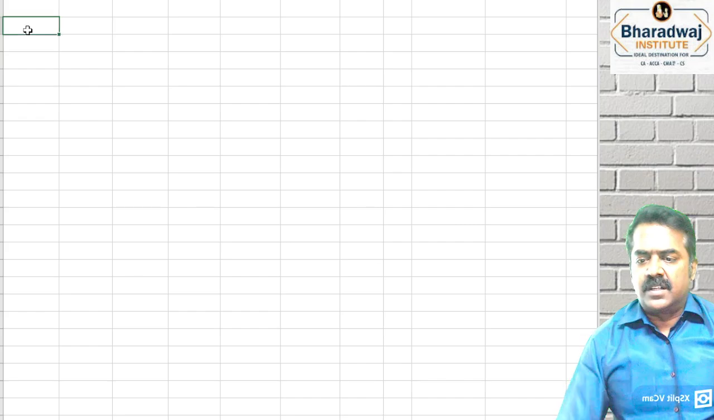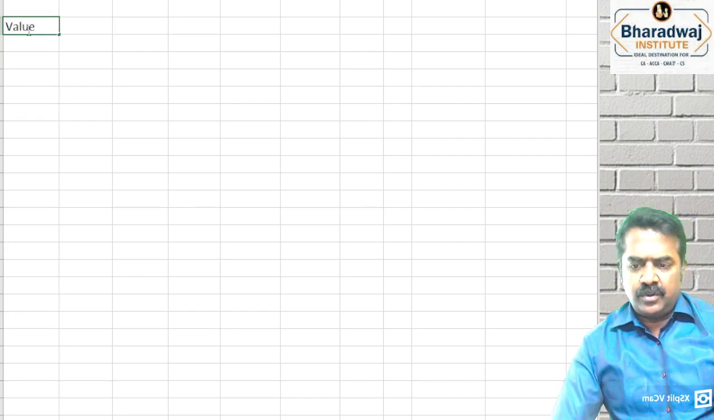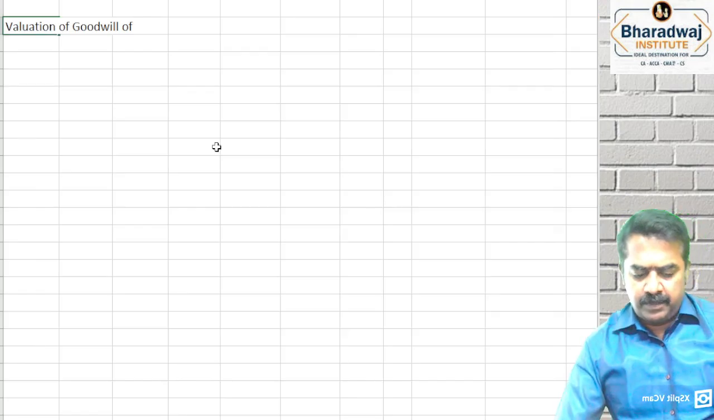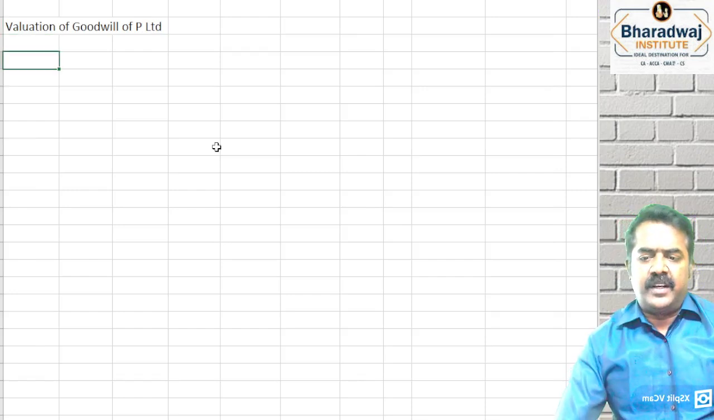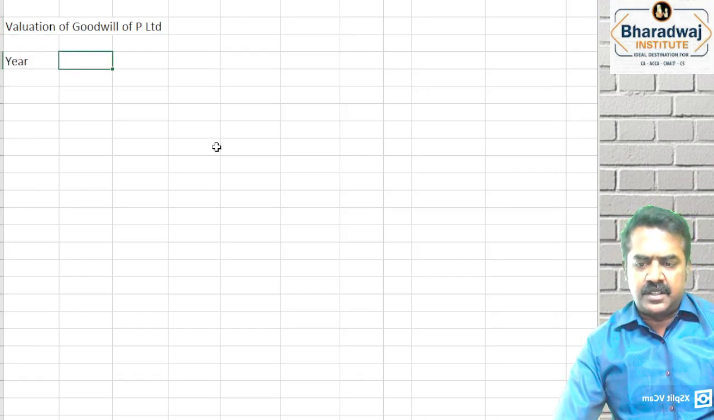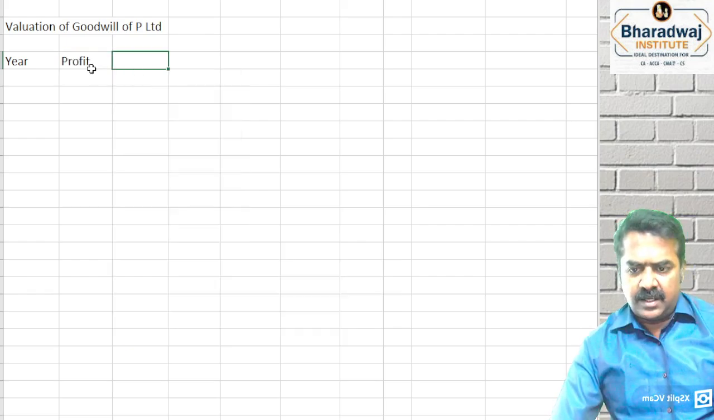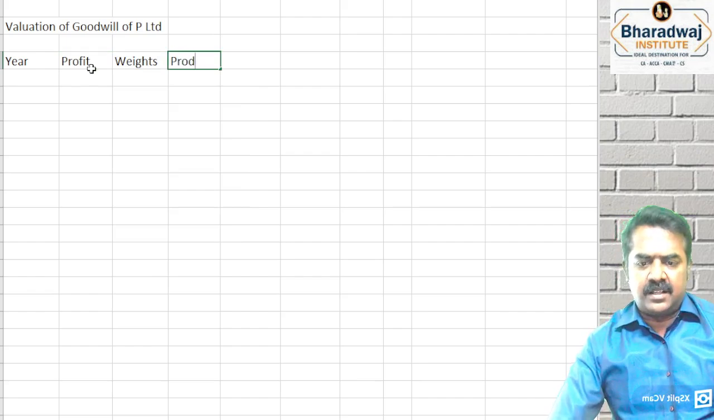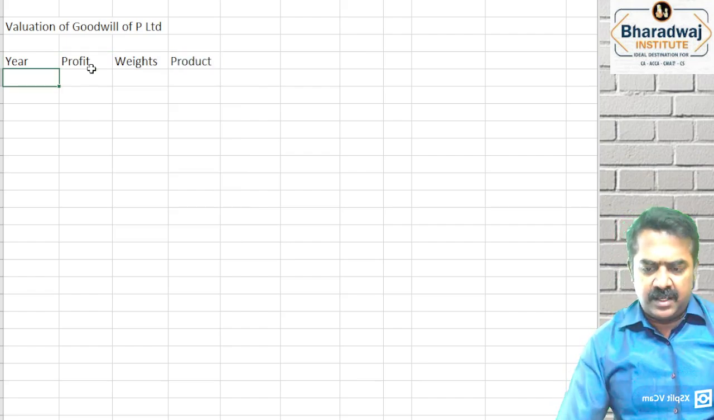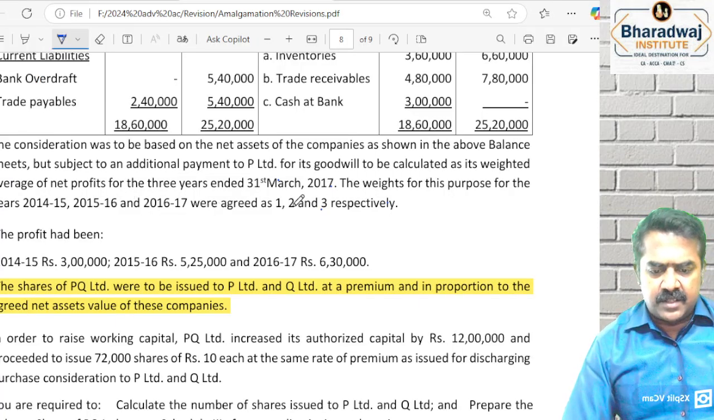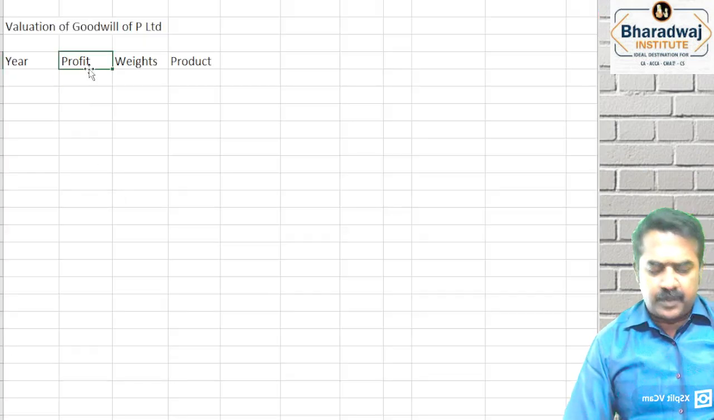Before we start solving, we have to value the goodwill of which company? P Limited. They ask you to follow the weighted average method. What is the weighted average method? Simple. You take the profit, assign the weights, then you will get the product. Same as a weighted average mean. The years given are 14-15, 15-16, 16-17; 3 years are given. What is the profit given?